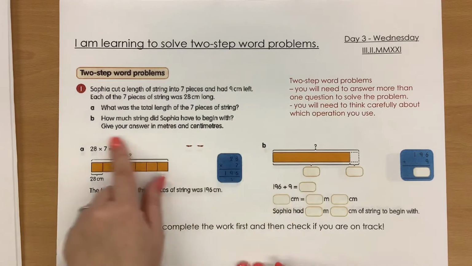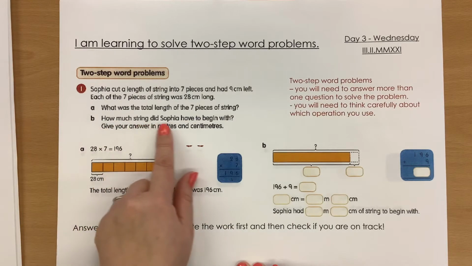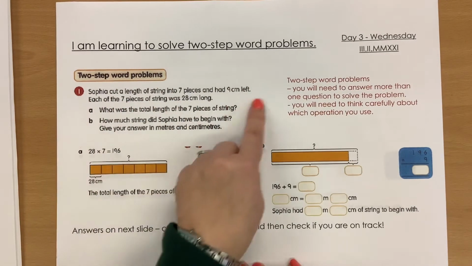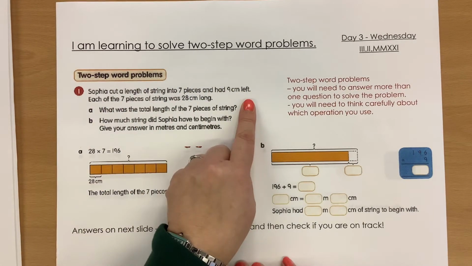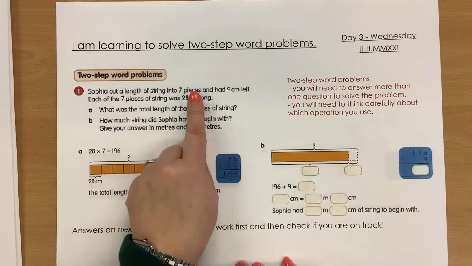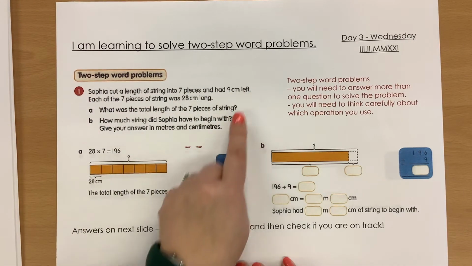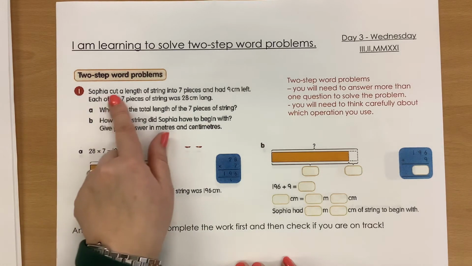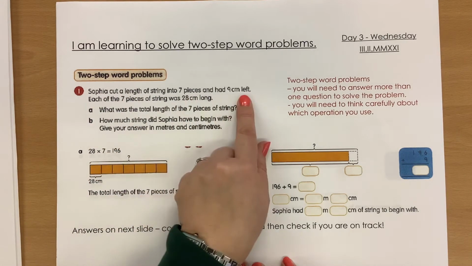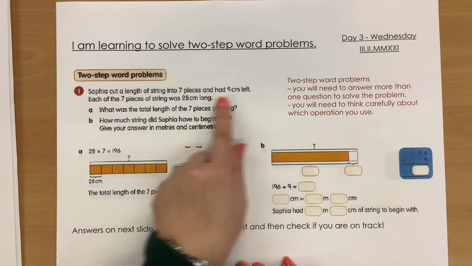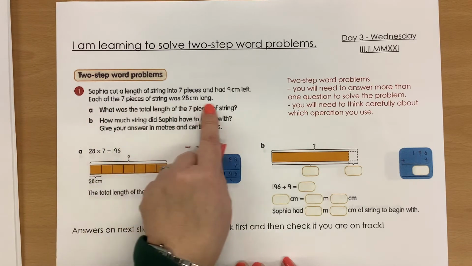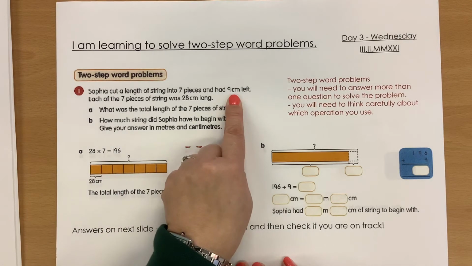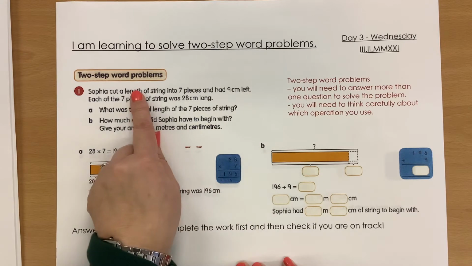But then we have another question that we need to ask. How much string did Sophia have to begin with? So we need to go back to the original information and look at some additional info that we have there, along with the answer that we've just worked out. She cut the length of string into 7 pieces and had 9 centimetres left. So we know that the total of the 7 pieces that she cut is 196, but she had 9 centimetres left when she cut this piece of string.